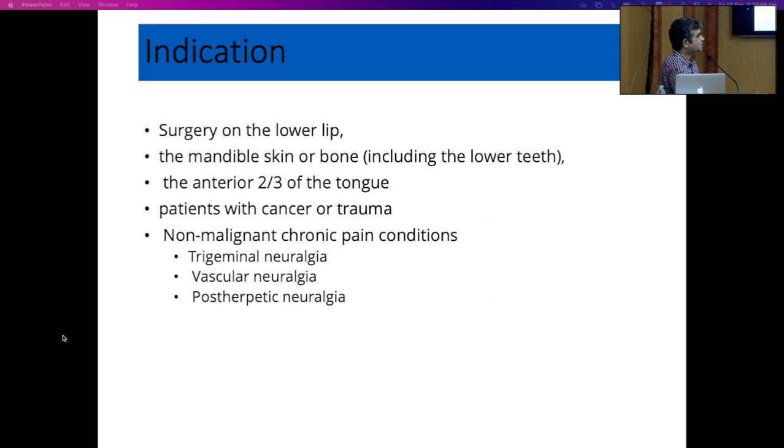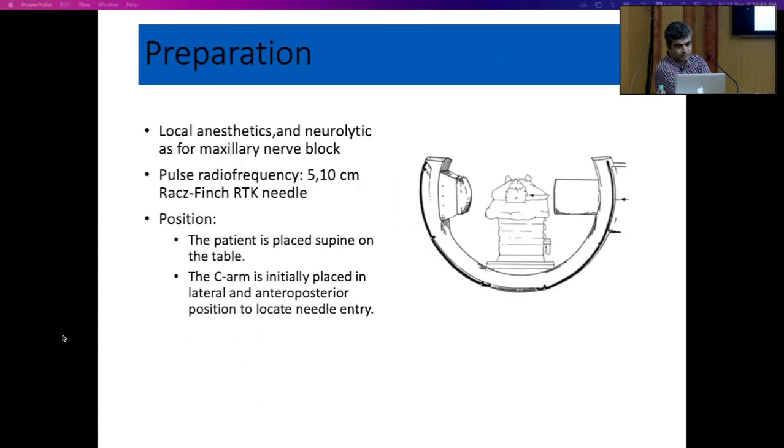Okay. So indications are non-malignant chronic conditions like trigeminal neuralgia, vascular neuralgia, post-herpetic neuralgia, patients with cancer or trauma, and surgery on the lower lip or anterior two-thirds of the tongue. So preparation is the same, and monitoring is a must for any trigeminal block. Pulse radiofrequency can also be used, and the position is supine. If you are using a C-arm, the patient is placed in supine position, and we first use lateral, then AP view.